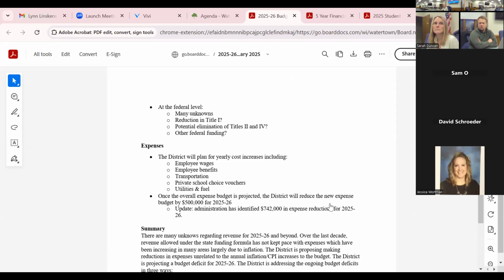Is that a state aid thing, or is that a local levy? That's literally, when we talk about the revenue limit and what the state says we can have for revenue, that's what that is. So it's the levy and the aid. So they say, okay, the minimum amount you can have per student is $11,000. Then that goes into the revenue limit formula, and all those other factors come into play to see how much of that is state aid and how much of that is property taxes.